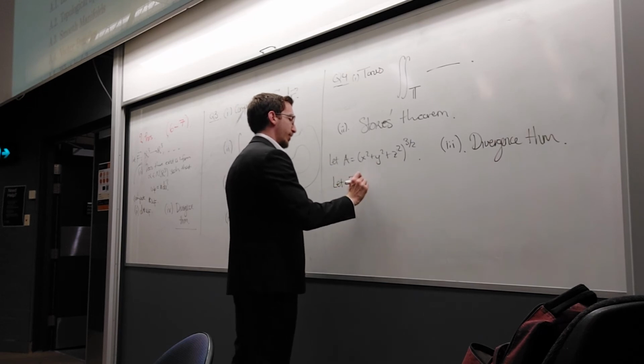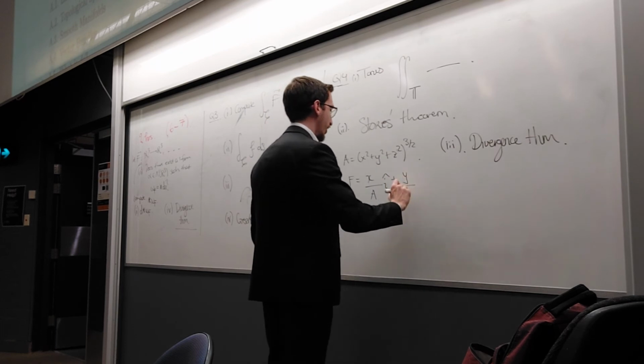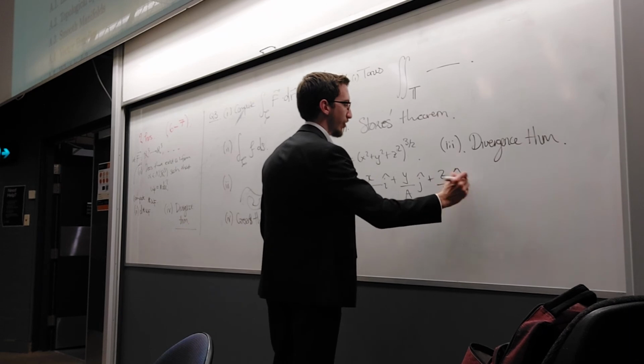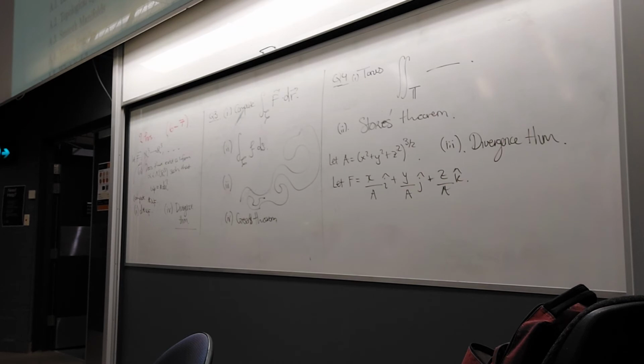Let F be x/a i-hat plus y/a j-hat plus z/a k-hat. If you want your life a bit easier, make sure you can compute integrals of that thing; find that thing in the book. That's my recommendation. Just spend some time with this. What can you guess this is? Given that I like my arctan example.